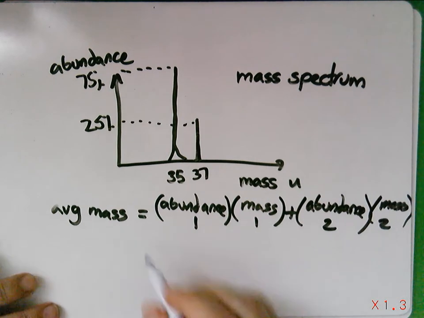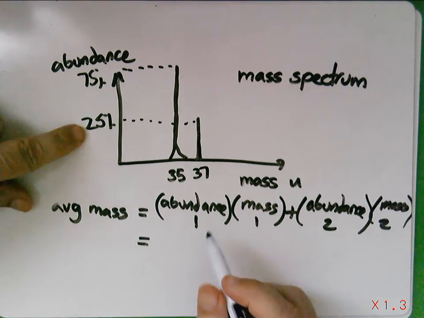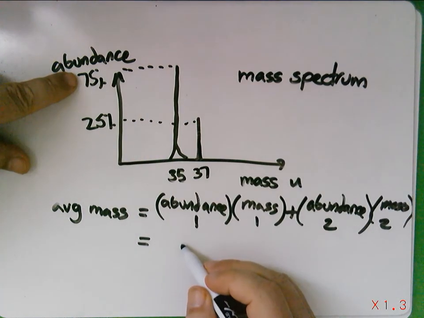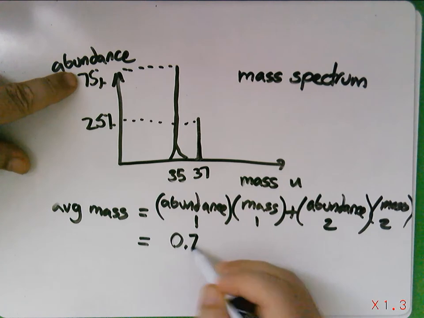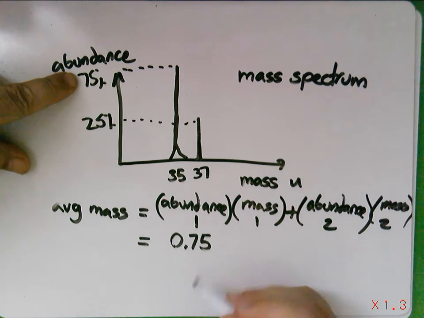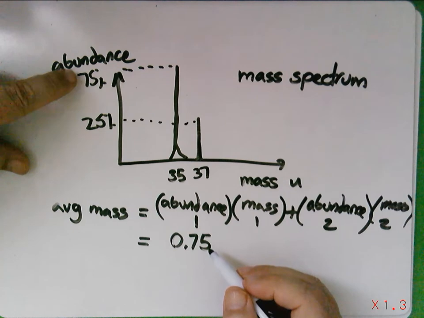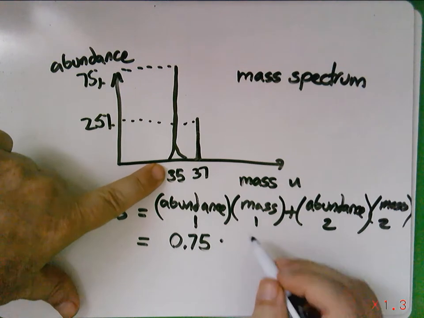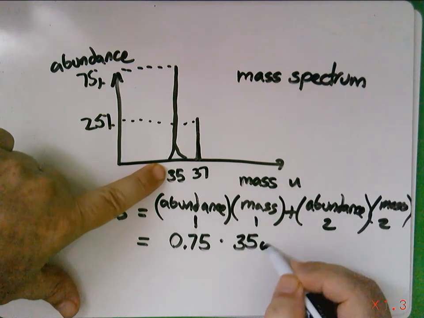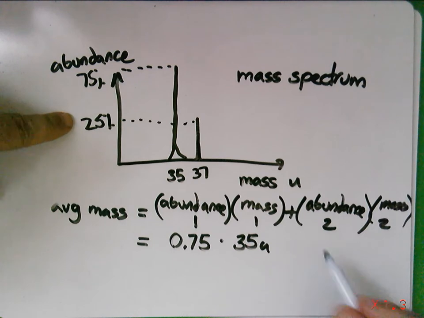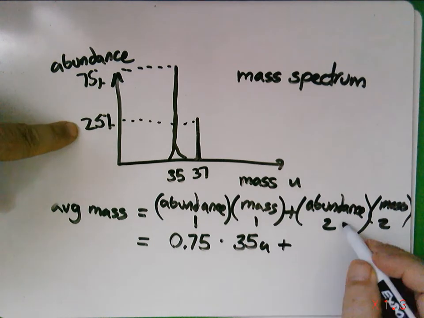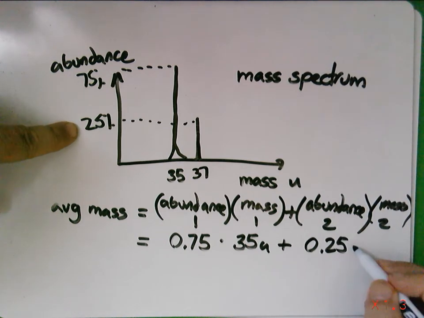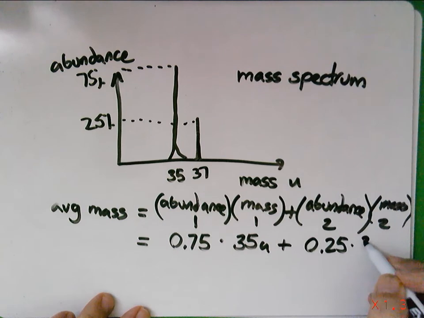Okay, now let's stick the numbers in. The first abundance, well, let's see, for this peak, the abundance is 75%. Now I'm not going to put 75 there, right? I'm going to put the decimal number there. That is 75%, but I'm not going to write it as a 75% when I'm doing calculations with it. And then the mass of that same peak is 35U. And now I'm going to use the second abundance here. 0.25 is what 25% is, times the second mass, which is about 37U.